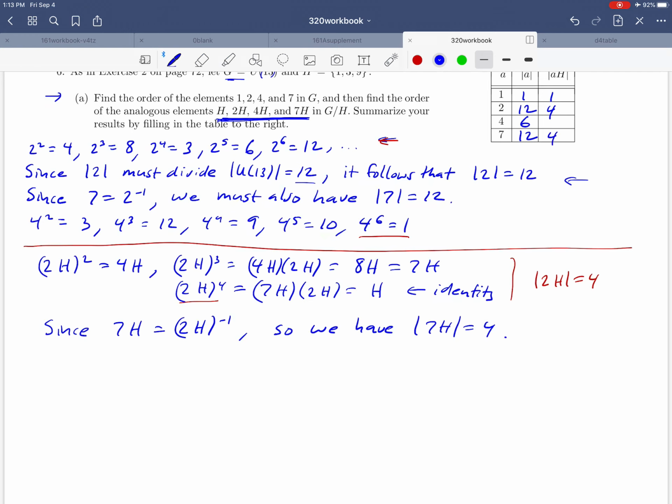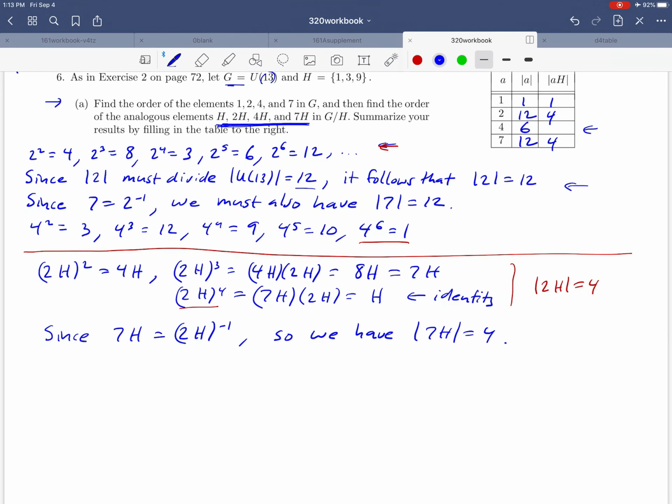Okay, so that's 4. And then it looks like we've got one more entry that we need to fill in, and that's what would the order of the coset 4H be? Well, 4H squared, if you look back at the Cayley table again, back on page 72, you can confirm that 4H times itself is H. That's the identity. So we've just confirmed that the order of 4H is 2. We raised it to the 2nd power and we got the identity back again.